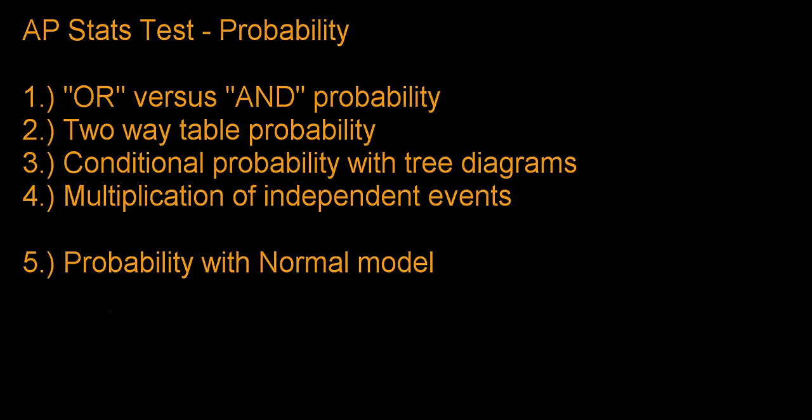And there is going to be a separate video for the binomial model, which does incorporate a lot of probability as well. So number 1, we're going to talk about OR versus AND probability, which definitely will come up in multiple choice, maybe even on a free response. We're going to look at two-way table probability, which is actually the easiest type of probability. Most kids could solve that very easily with just some common sense.